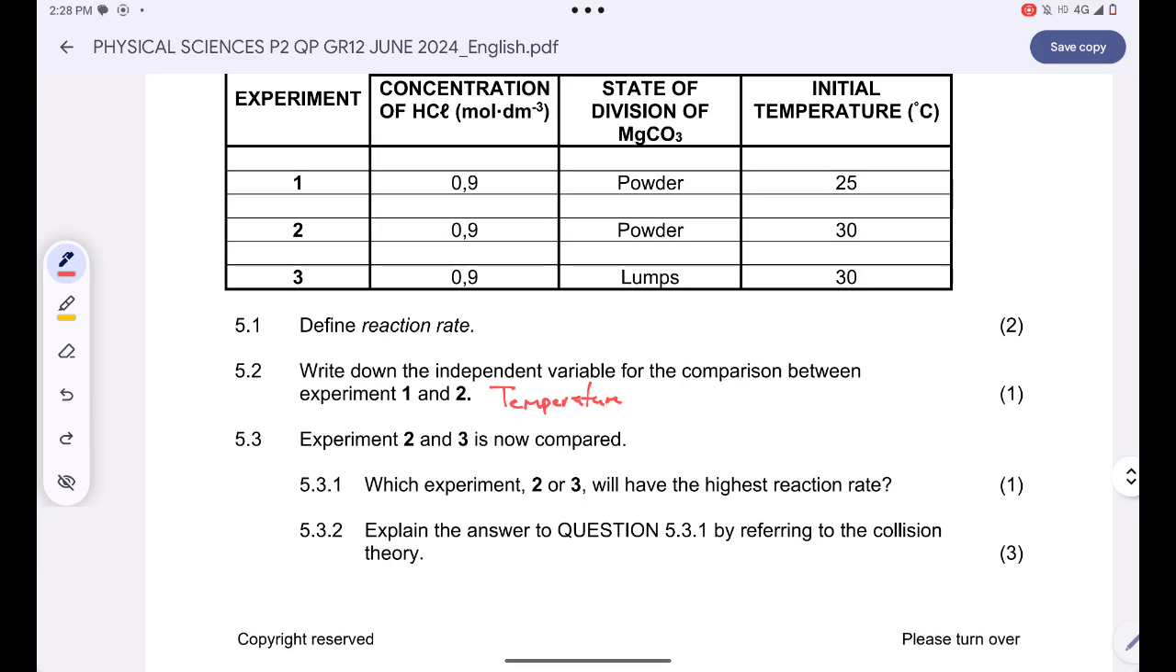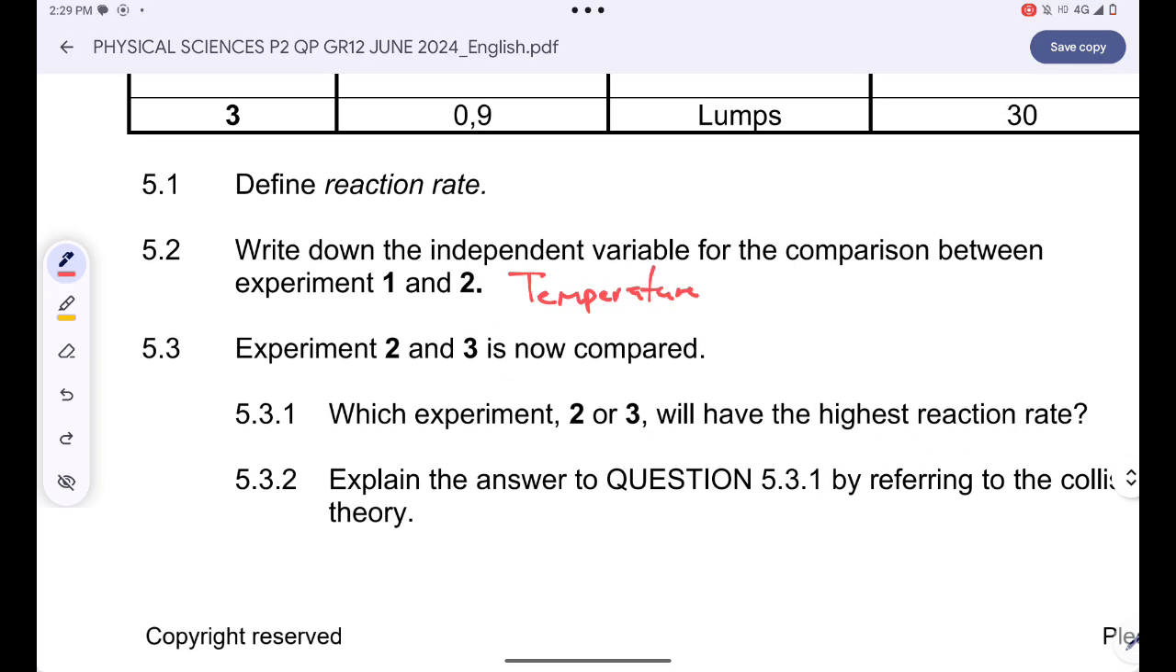So the one that takes place whenever the magnesium carbonate is in powder form will have a higher rate of reaction, because whenever we are changing our solid into powder, we are actually exposing more molecules of our magnesium carbonate. So experiment 2 is the one that will take place at a higher rate.